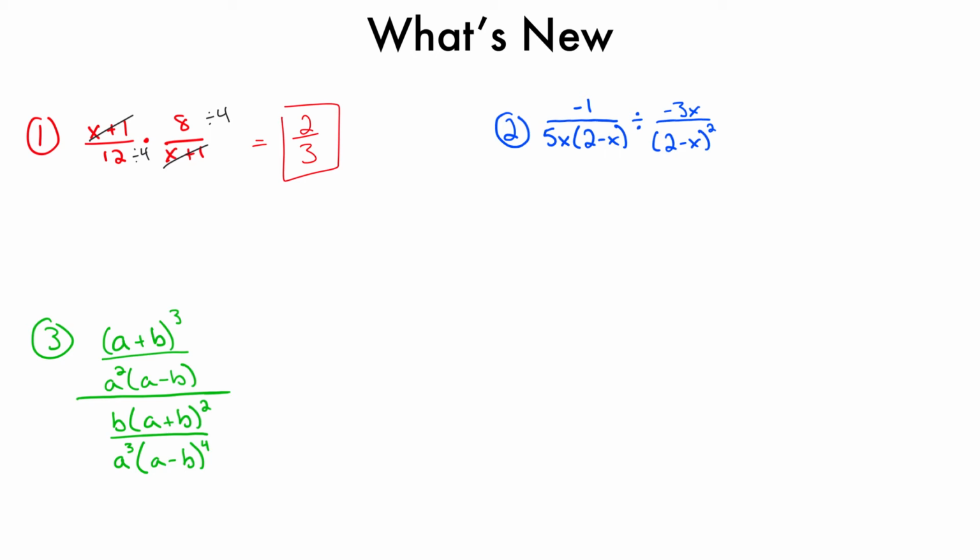Problem number 2. I have negative 1 over 5x times the quantity of 2 minus x divided by negative 3x divided by the quantity 2 minus x quantity squared. First step, I am dividing. I need to flip and multiply. So I'm going to copy and paste the first part. And I'm going to multiply by the reciprocal, the flip of what I'm dividing by, the divisor.